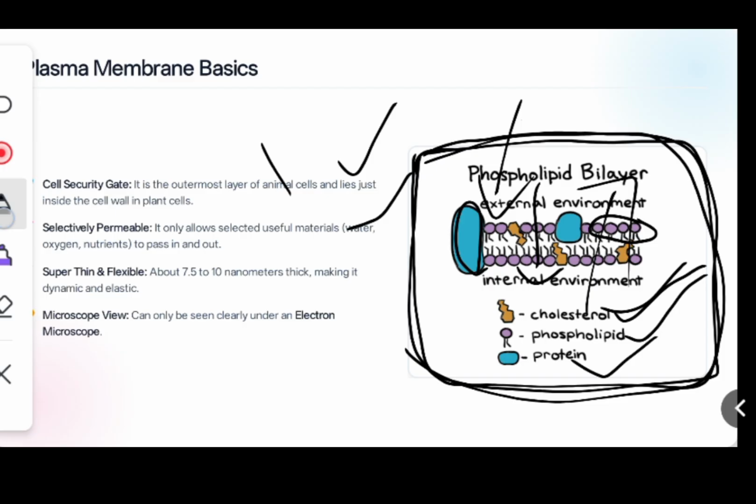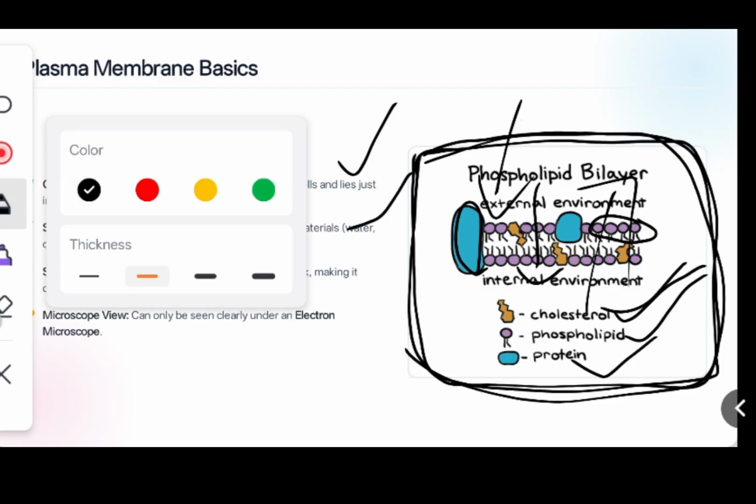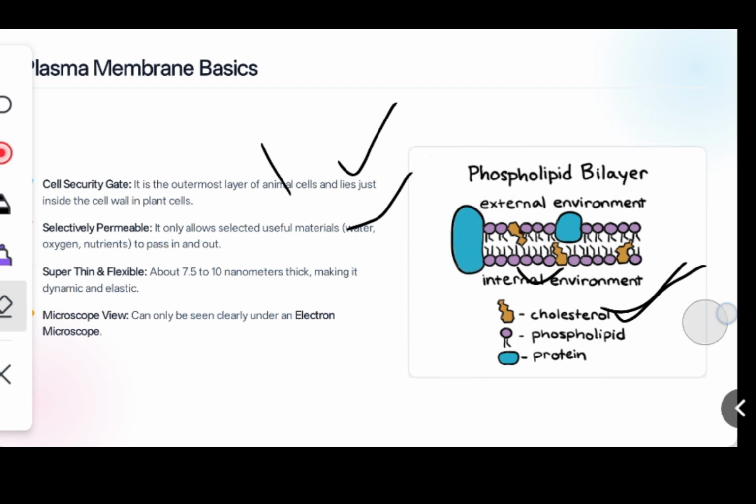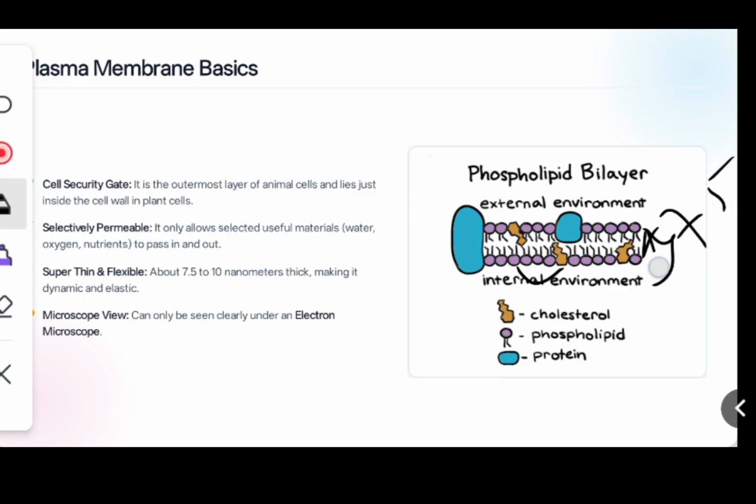Then, super thin and flexible. This is about the thickness of the plasma membrane. The thickness of the plasma membrane is 7.5 to 10 nanometers, and it is dynamic.